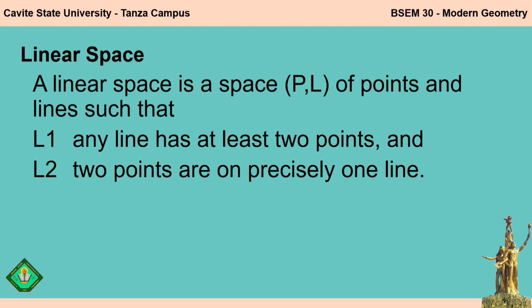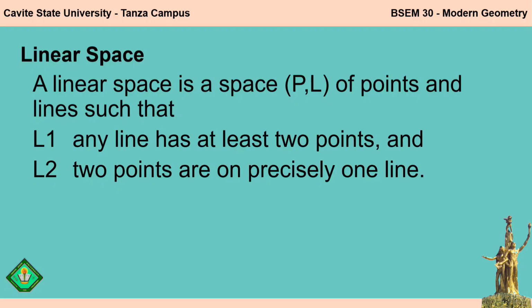Every line has at least 2 points, or in other words, no floating lines that connect to nothing. And then any 2 points are on at most one line. So you cannot connect the same 2 points with two different lines. But not every pair of points has to be connected. So it's okay if 2 points are not connected by any line at all.